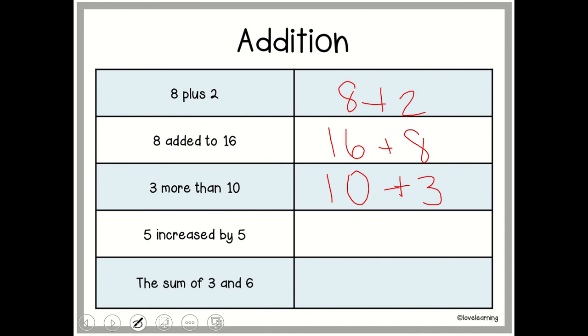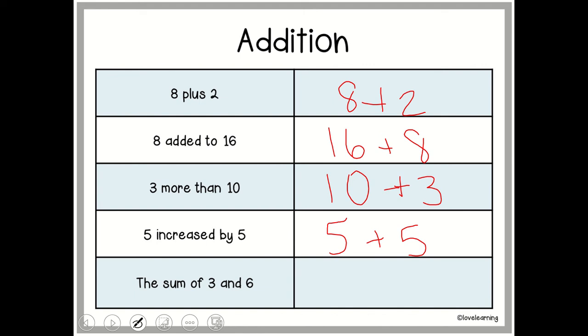Next we have 5 increased by 5. I know that when I increase something, it goes up or it adds. So I have 5, and I'm increasing or adding 5 to it. So my expression would read 5 plus 5.